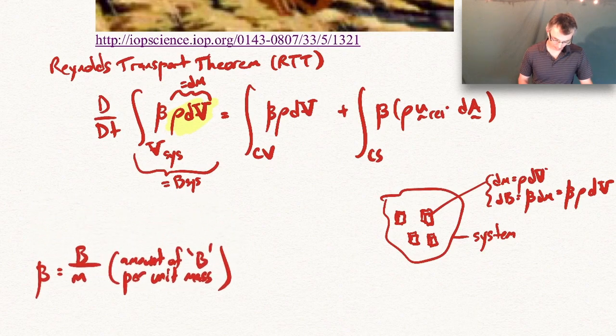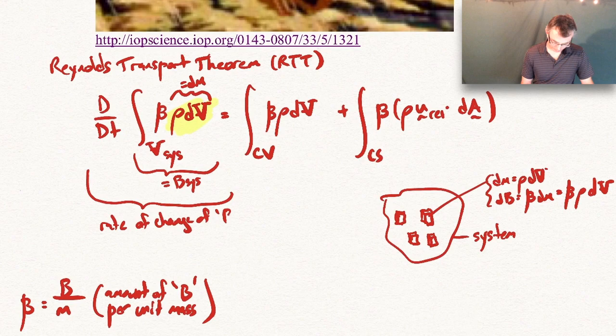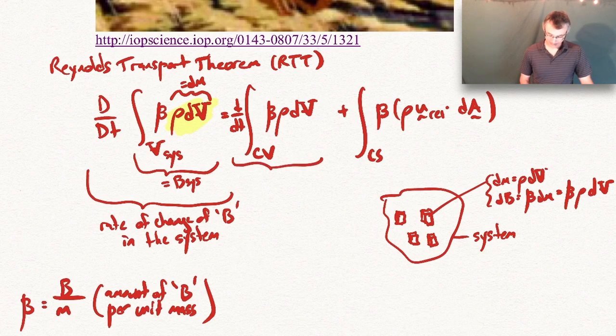I'm going to move this out of the way. Okay, so the whole left side here is the rate of change of B in the system. So that's what the left-hand side says. Now the right-hand side looks much the same. In our first term here, we have the integral over the control volume. This is the total amount of B in the control volume.